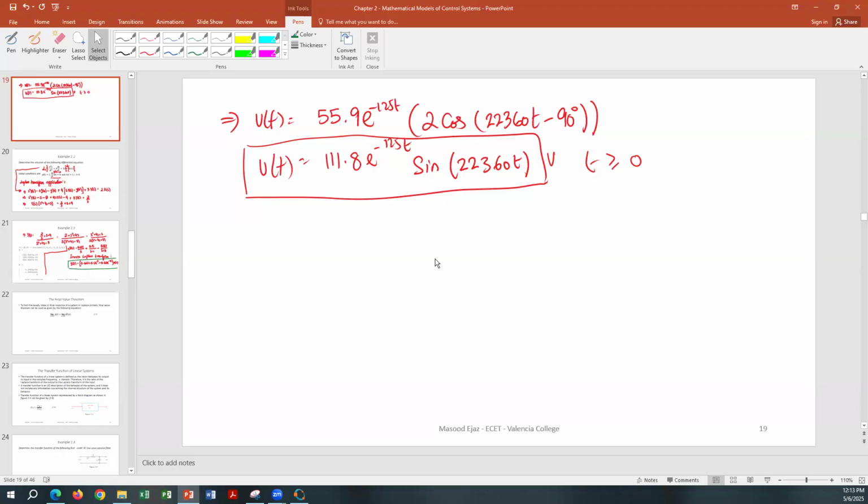Because of the exponential function, it's going to go down to 0. As time increases, the exponential function is going to start becoming smaller and smaller. Eventually, it's going to hit 0. So the final value of this is going to be 0.